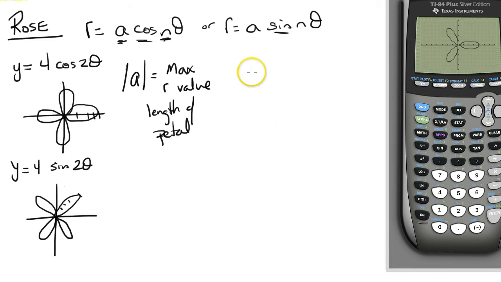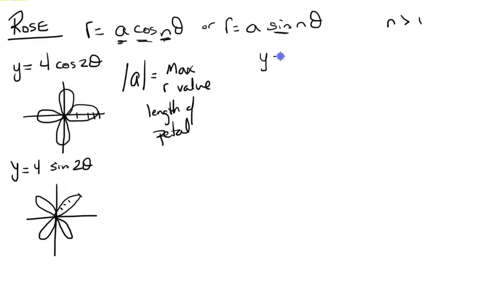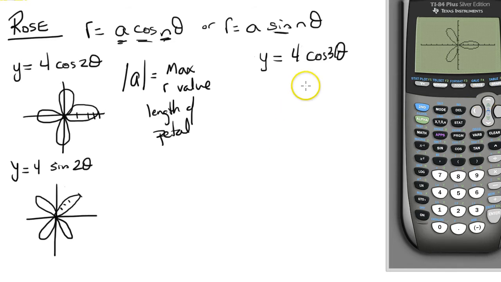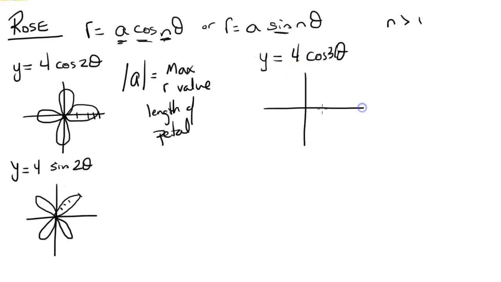But now, take a look. So it's y equals 4 cosine 3 theta. Let's just fix that. And it looks like that. Something like this. It'd be all the same size petals. Okay, so that's cosine 3 theta.